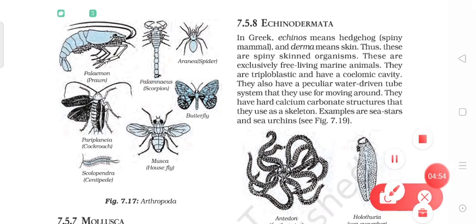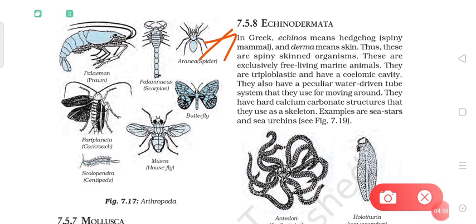Now a very interesting phylum, that is Echinodermata. The animals of this phylum live only in marine waters, so they are exclusively marine, right? And they are exclusively free living also. They are exclusively free living marine animals, means they are found in marine waters only, and they are always free living, right? The name Echinodermata came from the spiny skin, so their skin is always spiny, that's why their name is Echinodermata.